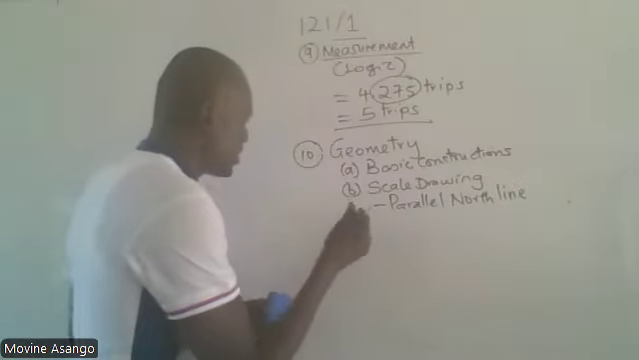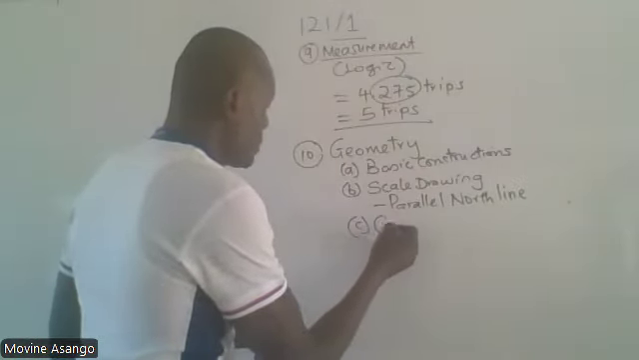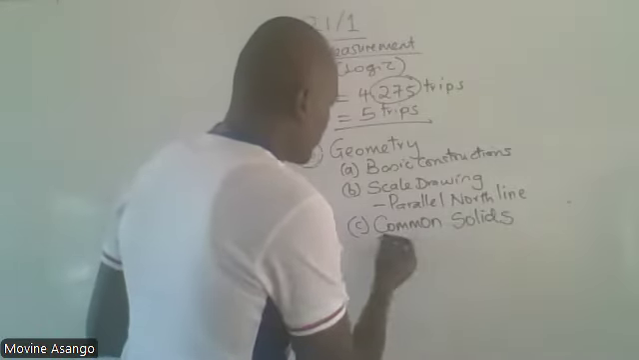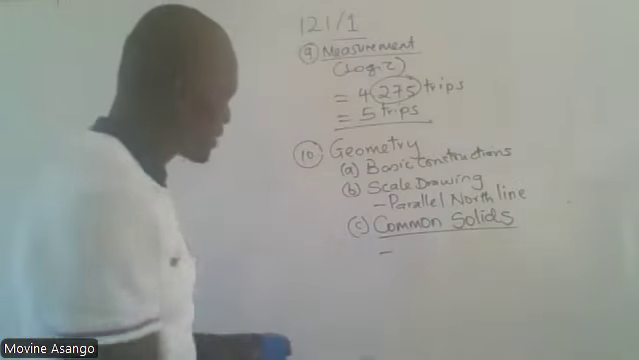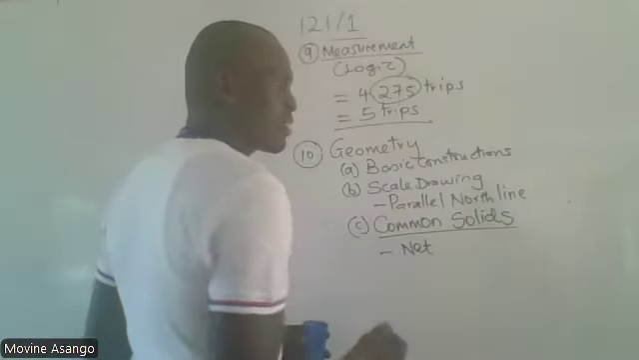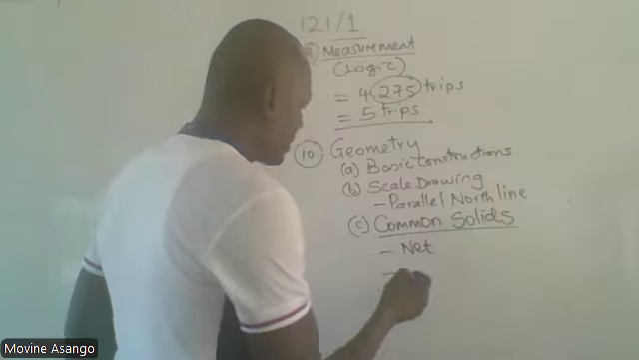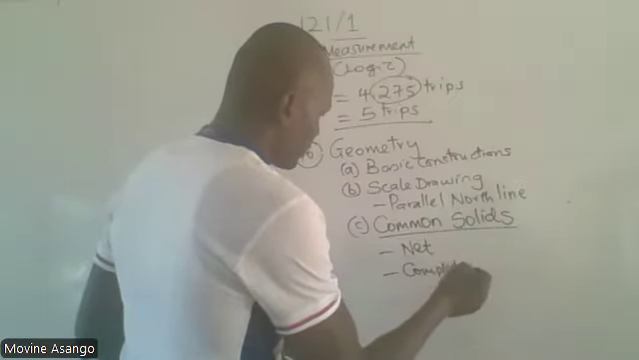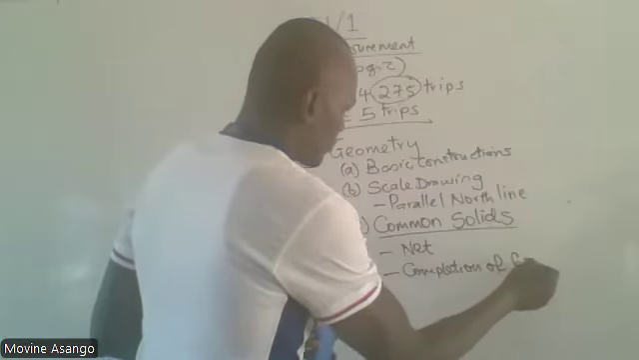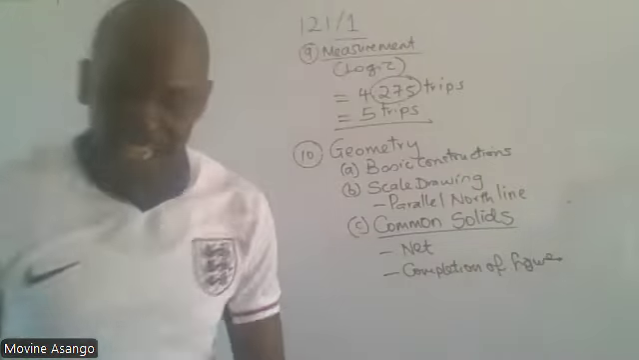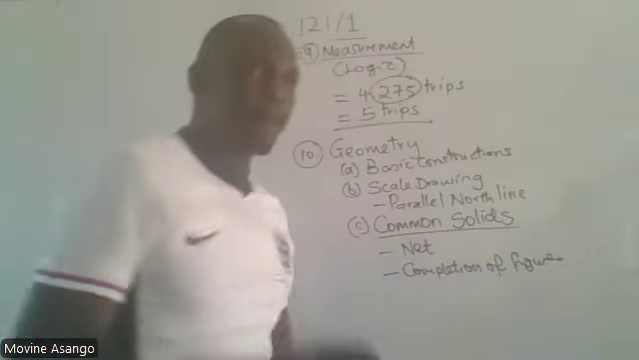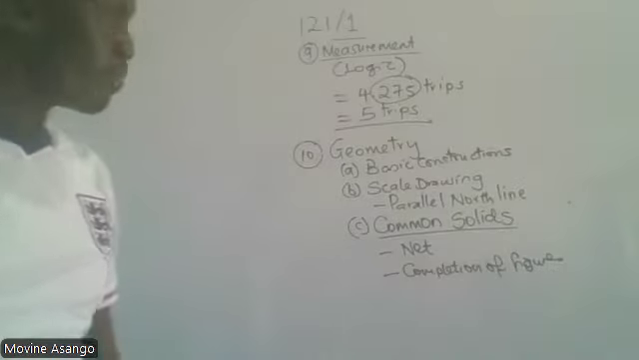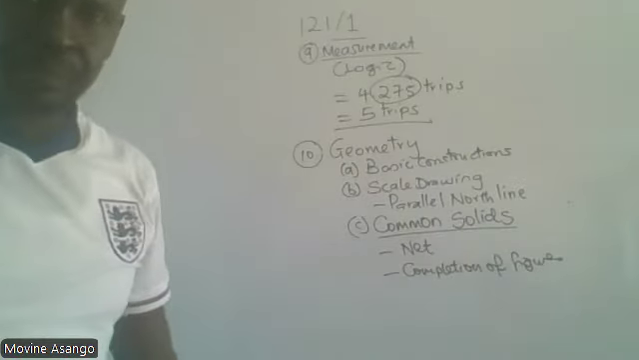Number 3 under geometry is what we call common solids. Common solids has 2 aspects. The first aspect is the net of a solid, and the second is completion of figures. What do we say about the net? And what do we say about completion of figures? I want to begin with the net.